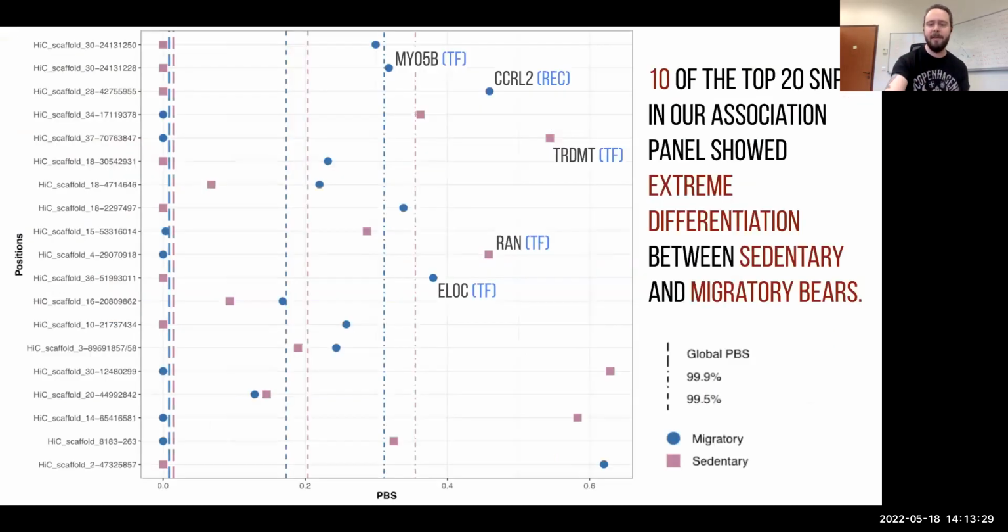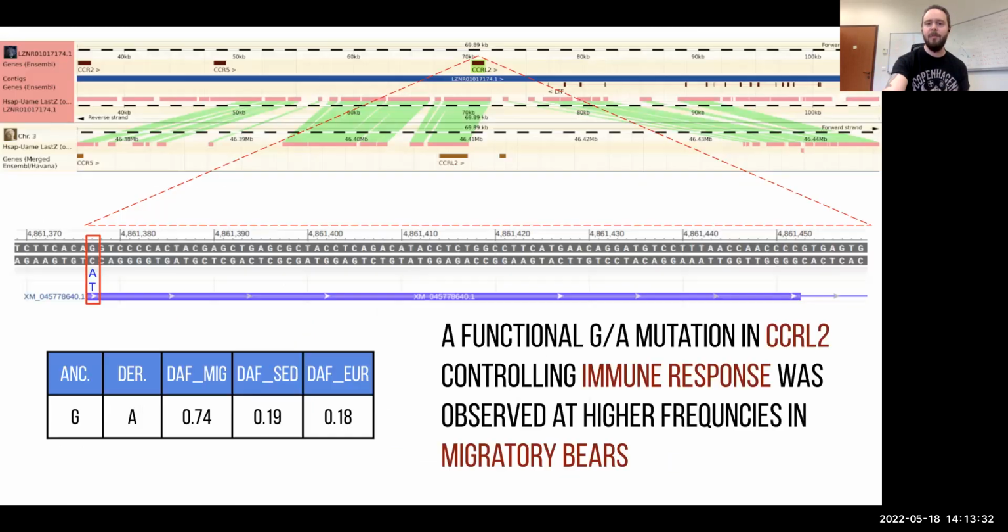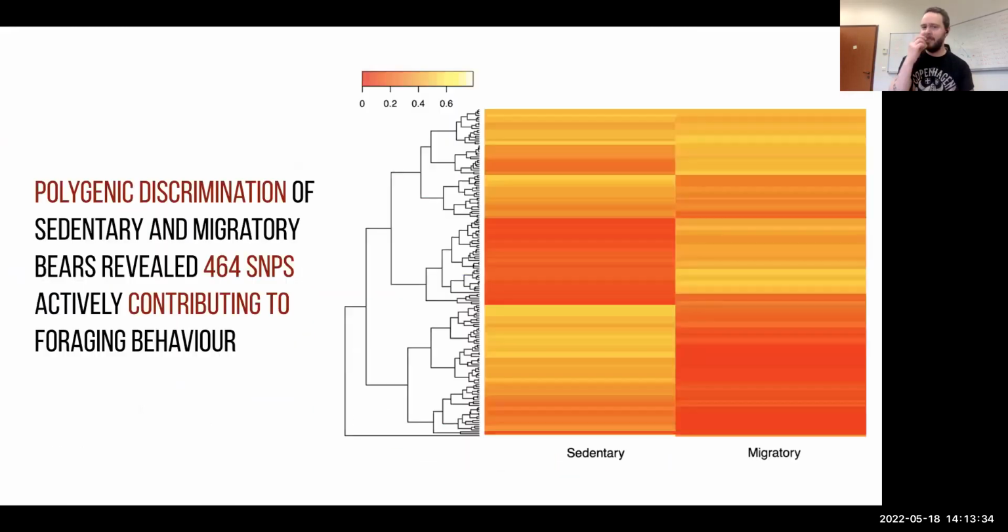So this was a classical association study. We actually wanted to do a polygenic discrimination. This means that sedentary and migratory behavior is very complex. So there's no reason that we should believe that there are 1 or 2 genes that are responsible for these types of differences. So what we want to do is model polygenic selection. We want to model the polygenic architecture of this differentiation, so all of the genomic regions that could be playing a role in the differences that we see in sedentary and migratory behavior.